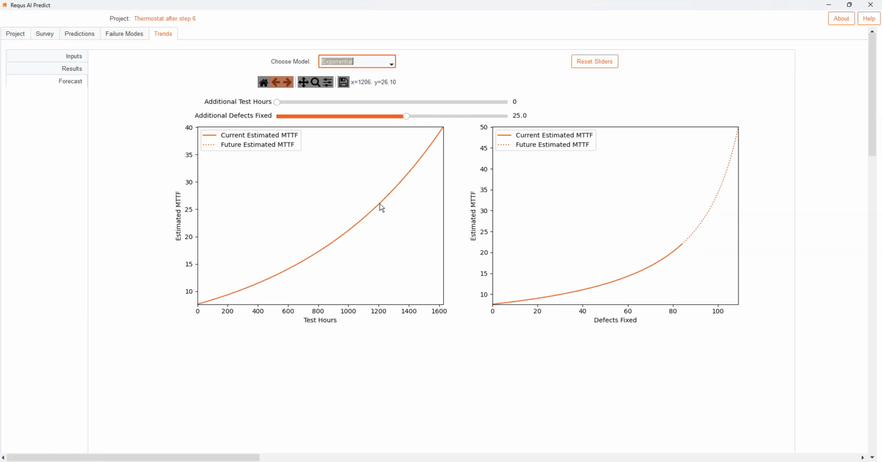Some people like to focus on fixing defects. It's more tangible. Test hours, some people feel uncomfortable with because you could have superficial testing and rack up a lot of test hours, and you could test the same thing over and over again and not get growth. So we have two different alternatives. We could do the same thing with the other two models as well.